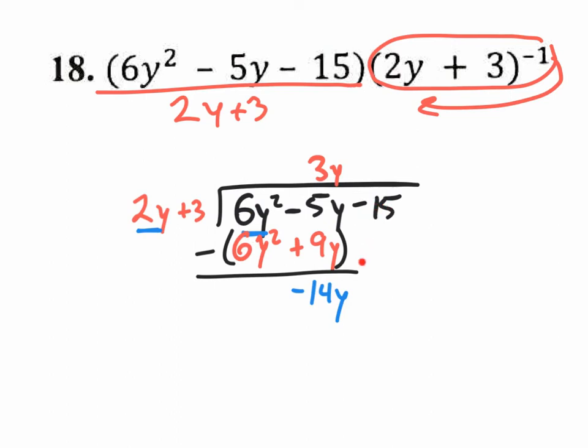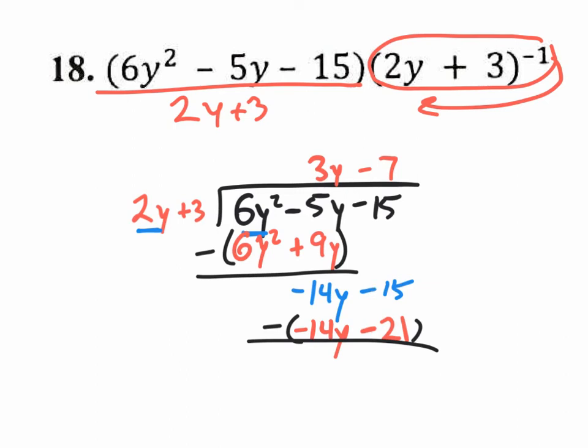Then we move on to the negative 15. Bring that down. So we have negative 15 right here. Then go back to your first term. 2y times what will get us that identical negative 14y? That's going to be a negative 7. The negative 7 times 2y gives us that identical negative 14y. And then negative 7 times 3 is negative 21. That goes right there. And again, we are subtracting, so let's put the parentheses with the minus sign. That way we remember to distribute the minus to both terms. That's really a plus 21 when you distribute.